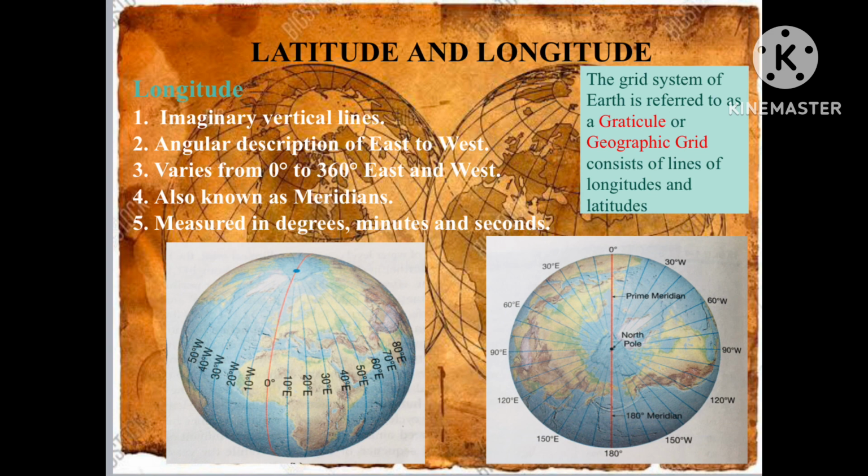Longitudes are also imaginary lines, but these are the vertical lines which we show on our map. The angular description of longitudes is east to west, so it varies from 0 degrees to 360 degrees. These lines are also known as meridians. They are also measured in degrees, minutes and seconds.